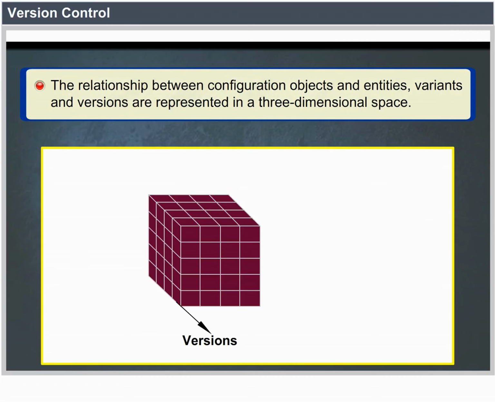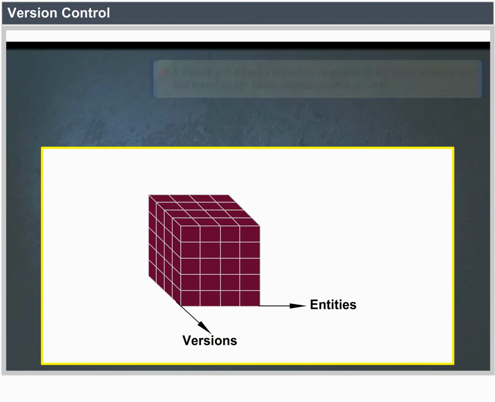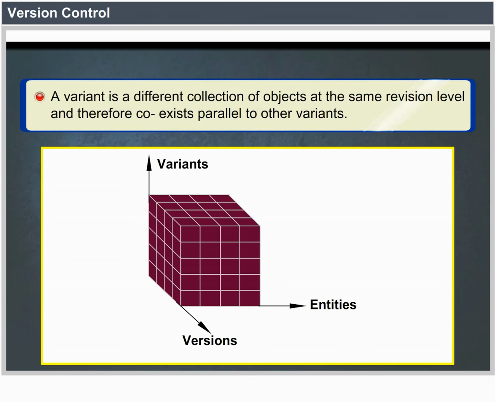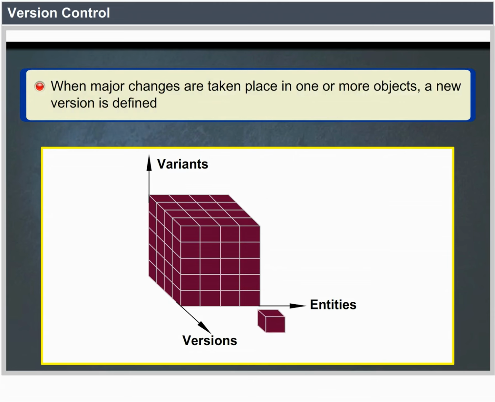An entity is composed of a collection of objects at the same revision level. A variant is a different collection of objects at the same revision level and therefore coexists in parallel with other variants. A new version is defined when major changes are made to one or more objects.